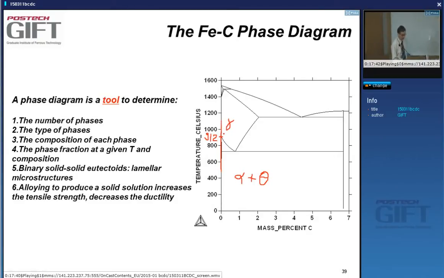And you see, for instance, that as we add carbon, the 912 decreases to a lower temperature, yes? So that means that addition of carbon changes the relative stability of ferrite and austenite. It tends to stabilize austenite. Okay? And there are elements that do just the reverse.